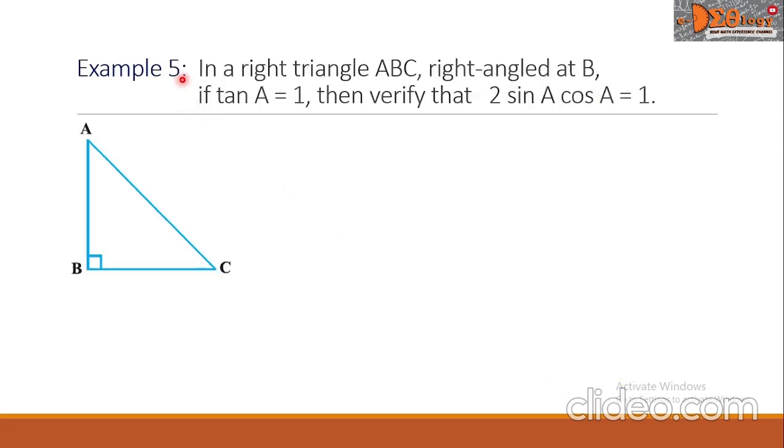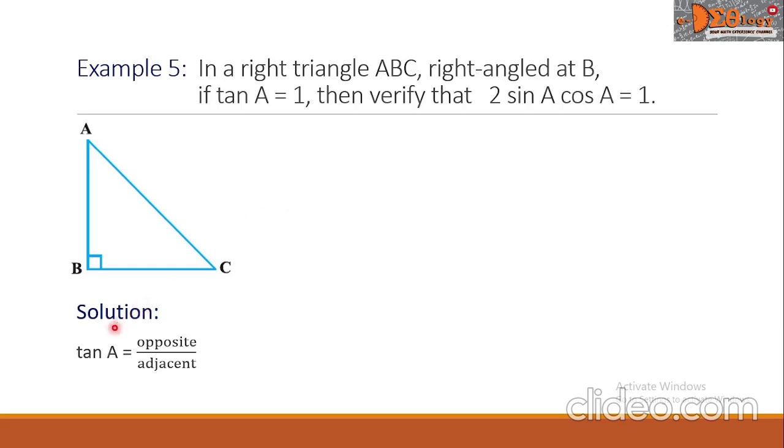Example 5. In a right triangle ABC, right angled at B, if tangent A equals 1, then verify that 2 sine A cosine A equals 1. We have the figure here.